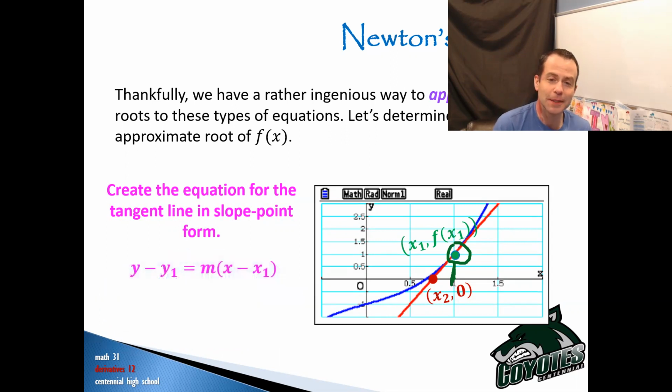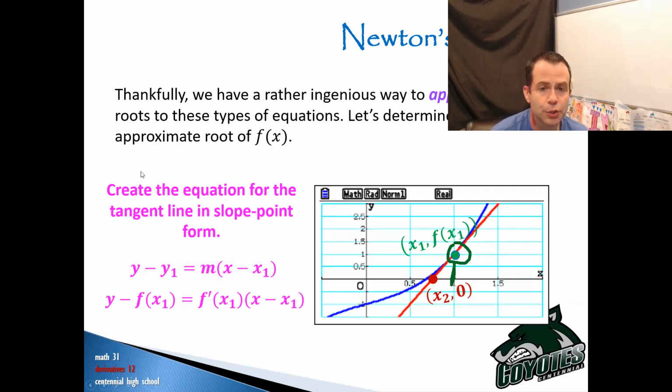So my equation becomes, this is slope point form, y minus y1 equals m times x minus x1. I know that my point will be x1 comma f of x1, and I know that my slope will be the derivative at x1. Okay, so just to make sure you follow what I've done, okay, m, my slope, is the derivative right here. It's the derivative of x1.